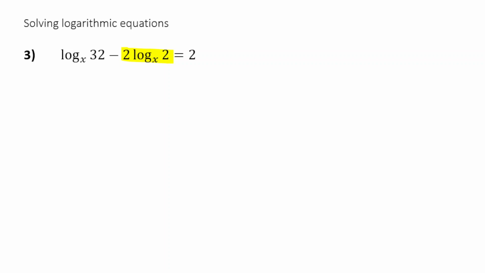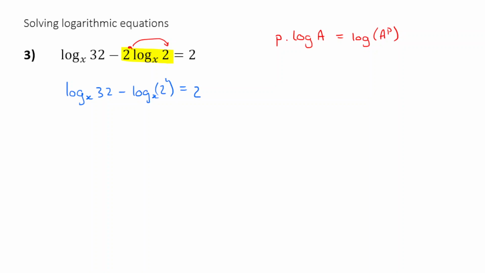2 log base x of 2 uses the third rule. If you can't remember that, the third logarithmic rule is that if I have p times log a, then that's equal to log of a to the power of p. So what I'm going to do is take that 2 there and bring it up, make it the power. So how do I write that out? I'm going to now get log base x of 32 minus log base x of 2 squared is equal to 2.